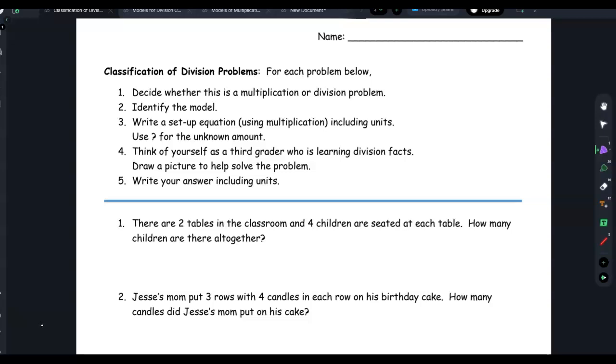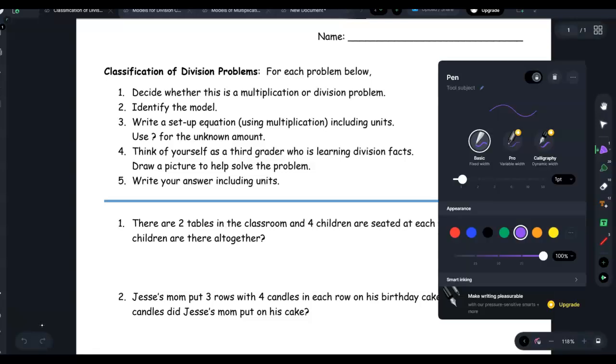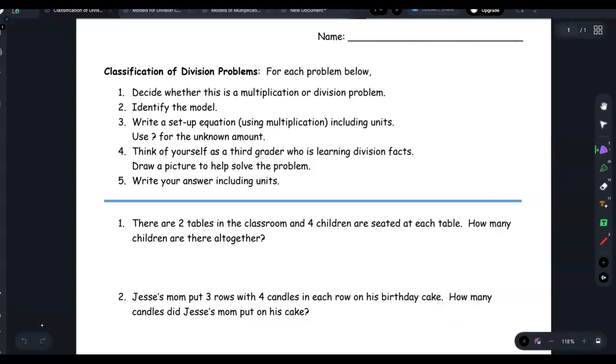So I would use my 2 different units. In this case, I can see that my units are children, and then it also mentions tables, right? So I know that the middle number in my setup equation is going to be either tables per child or children per table. And I think children per table makes more sense. So I'm going to put that here. And if you mess up, you just figure it out and erase.